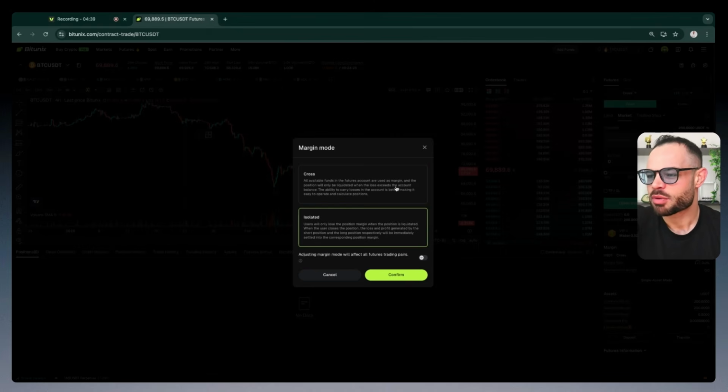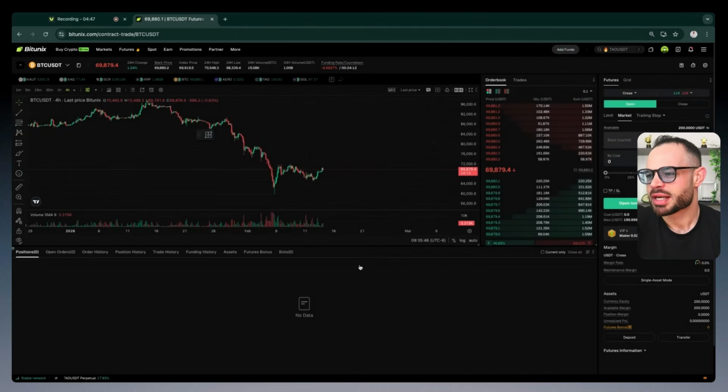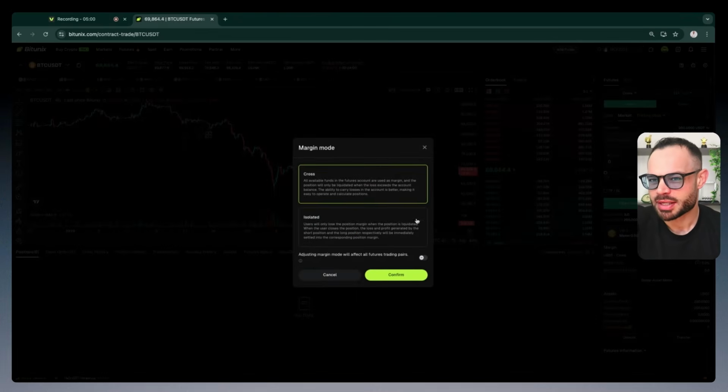And so if you are a little bit more beginner, it might be better for you to use isolated so that you're isolating that risk into one position, because if you use cross margin, it can start dipping into other positions and other extra available USDT in your account in the event that the asset you have moves against you in your specific trade. So I'm going to use the isolated margin for today's example.